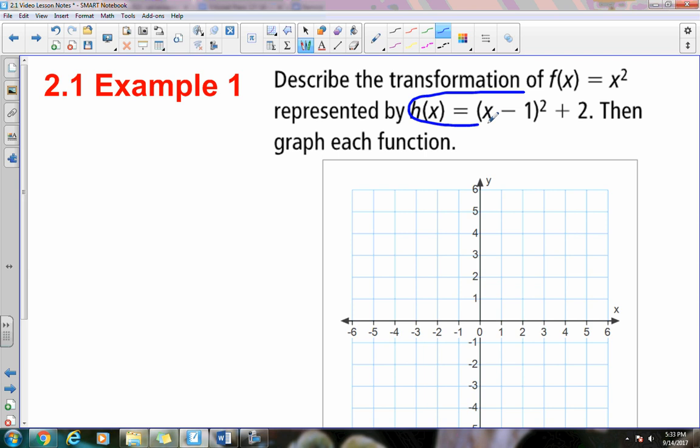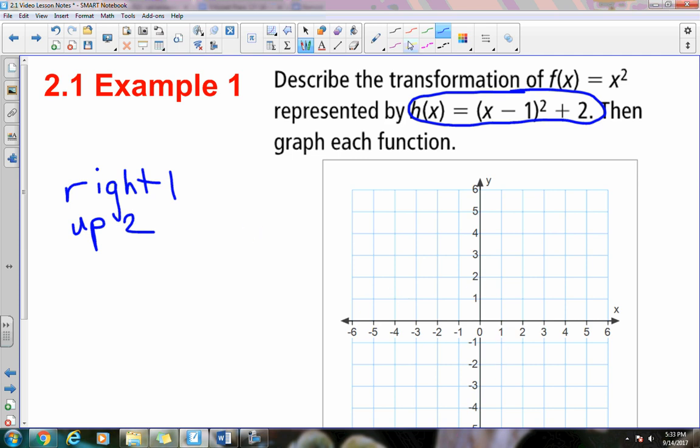Well, we've got two things going on here. So let's describe it. Inside the parentheses, I've got a minus 1. That's going to move it right 1. The plus 2, up 2. Okay, so there's my description.